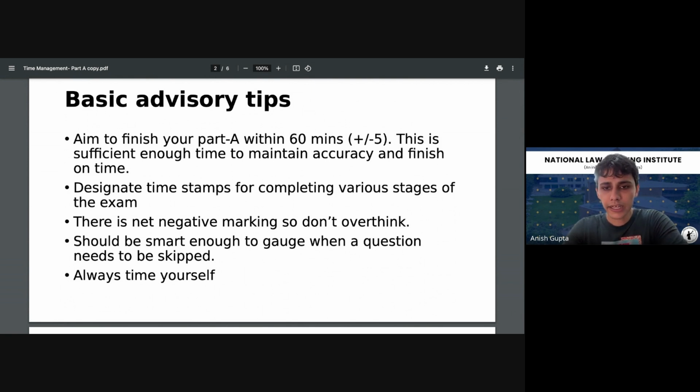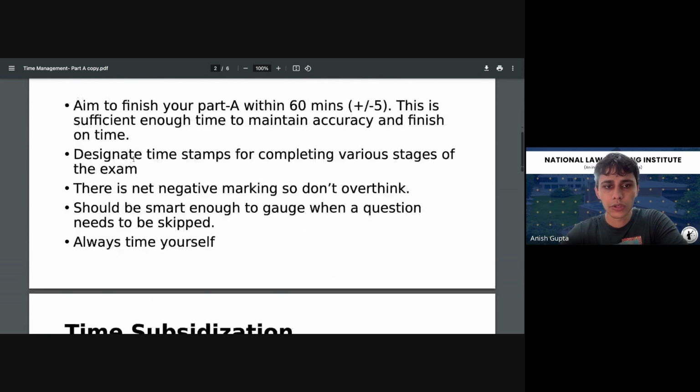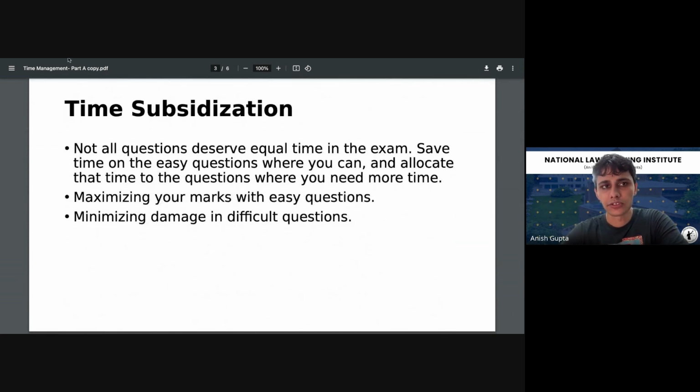Now, the other advice, and this goes into the second or the third slide that I wanted to show, is time subsidization. So this is a very simple and effective tool. This is effectively a part of knowing when a question needs to be skipped. So every exam has a certain format. If there are about 75 questions in your part A in NLSAT, of those 75 questions, not all of them will be of the same difficulty level.